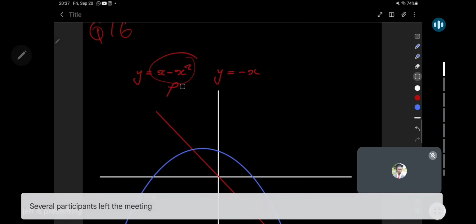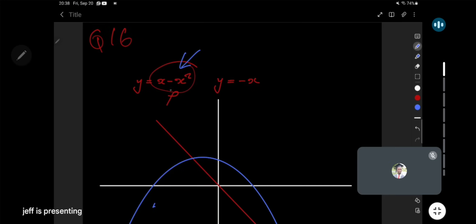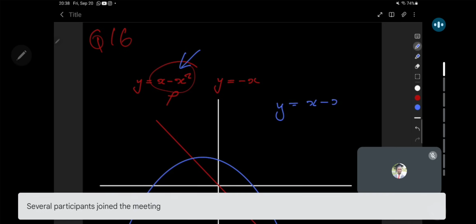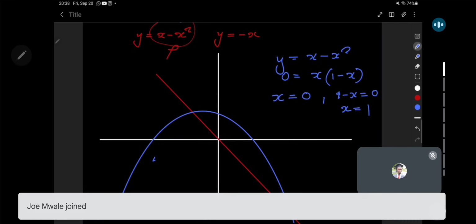Next up, the intercept. I want to understand where they're intercepting here. When I look at the quadratic, I have y equals x minus x squared. I can easily factor out x. I want to get the intercept here: x(1 minus x) equals 0. So it intersects the x-axis at x equals 0, and when 1 minus x equals 0, meaning x will be equal to 1. So I know it cuts the x-axis at x equals 0 and x equals 1.